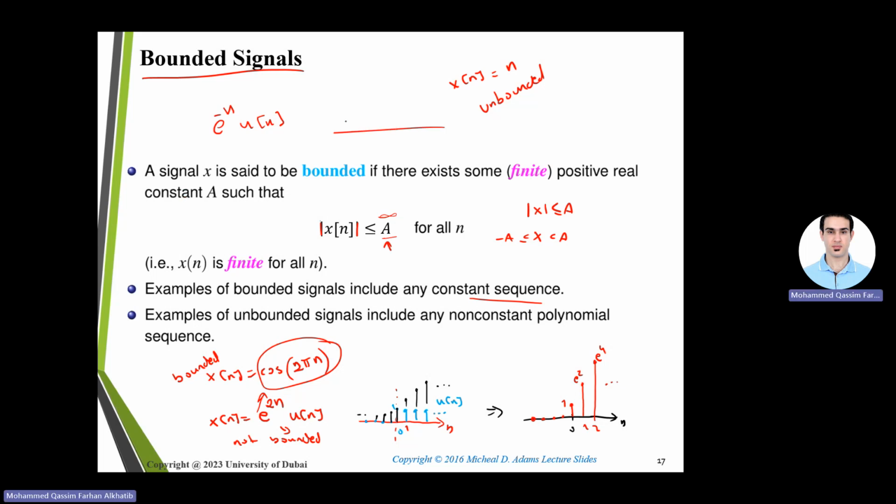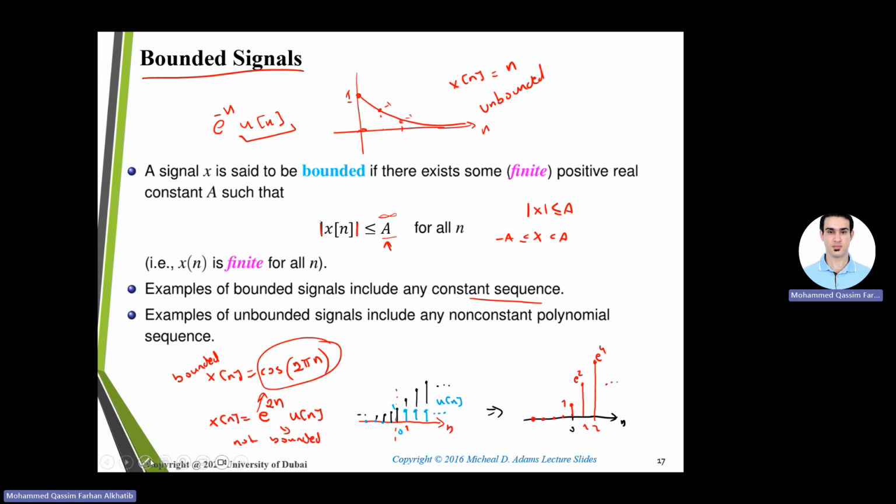If you want to draw it, so that's n. At 0, the value is going to be 1. At 1 it will be something here, e^(-1), e^(-2), so something like that. That's what we call an exponential decay. Now, why did I start from 0? Because I have u[n].